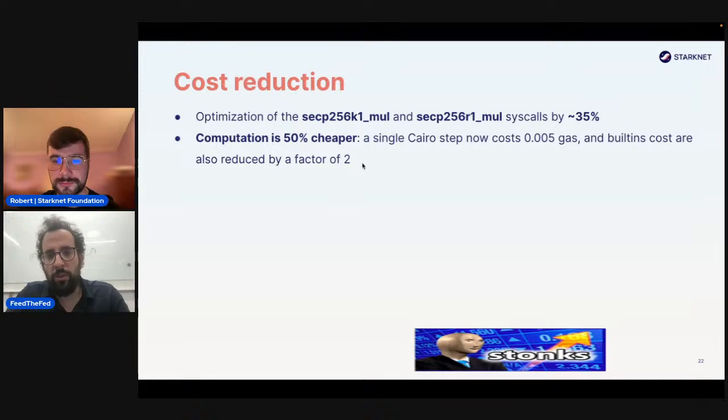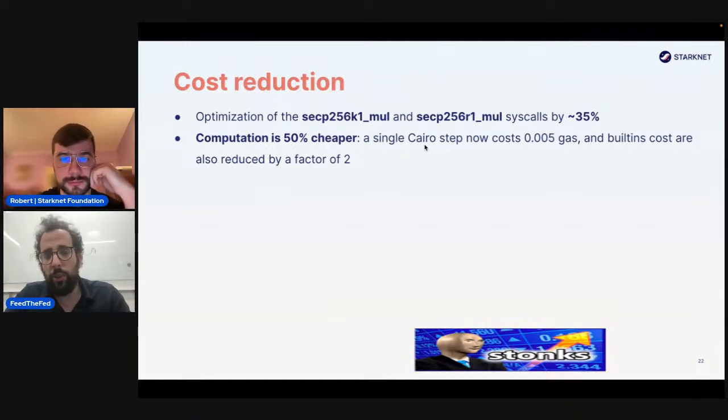All across the board, the price of a single Cairo step is reduced by a factor of 2x. So if your contract is computationally heavy, then you're very happy about it. You are now paying 50% less fees. And on top of this, there are very concrete operations that were optimized by roughly 35%, which is the SecP multiplication.